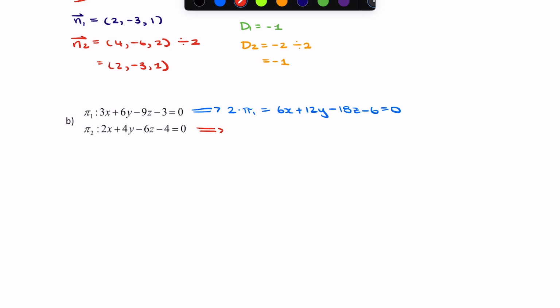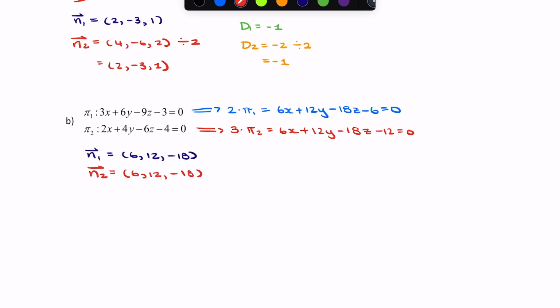Here, if we take our second plane equation and multiply that by 3, we get 6x plus 12y minus 18z minus 12 is equal to 0. Here, what we see is that our normals are going to be the same. The normal for our first plane is equal to 6, 12, and -18, and our normal for our second plane is 6, 12, and -18. So those are the same.